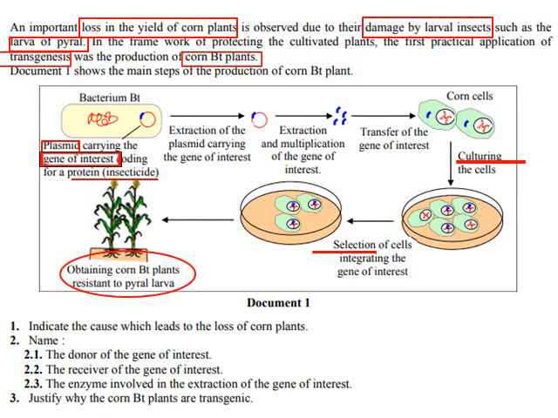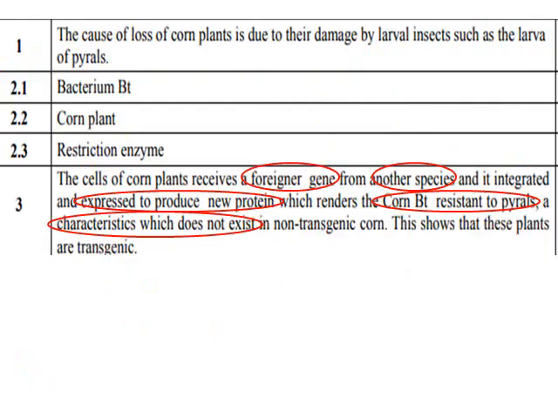So solving the questions, we have to indicate a simple answer. I need to indicate the cause that leads to the loss, and I need to indicate the donor, and I need to indicate the receiver, and I need to indicate the enzyme involved in extraction of the gene of interest, and then I need to justify why I consider these corn Bt plants as transgenic.